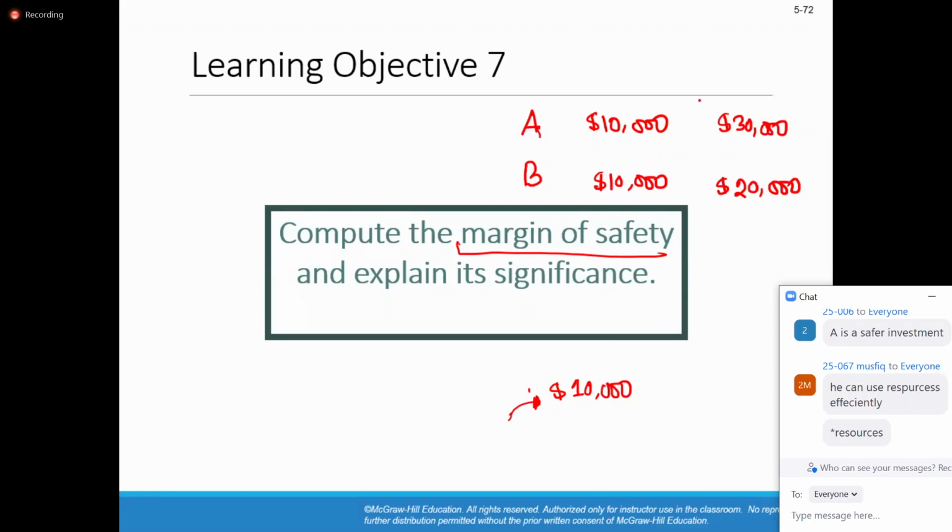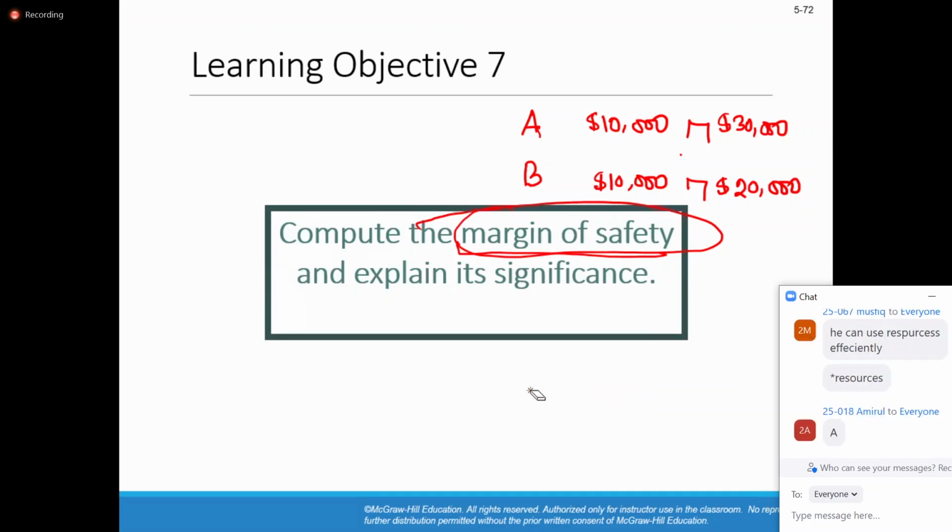Okay. So you see there is a 20,000 difference here and a 10,000 difference here. What does it indicate? It indicates the margin of safety. Now, before looking at the concept more precisely, let me ask you, which individual has more margin of safety? Individual A has more margin of safety compared to individual B.